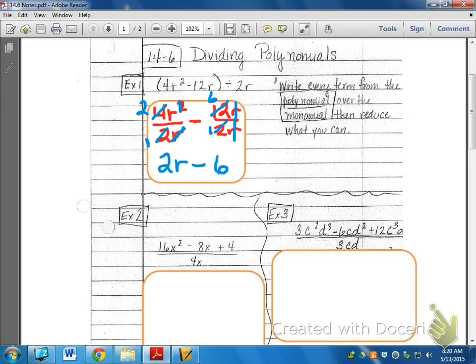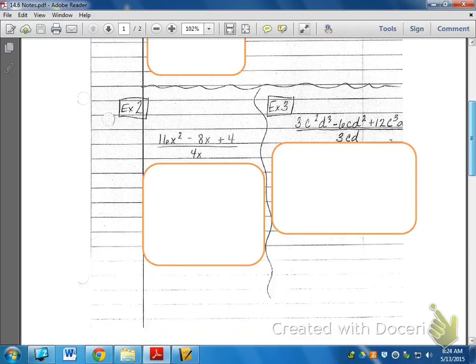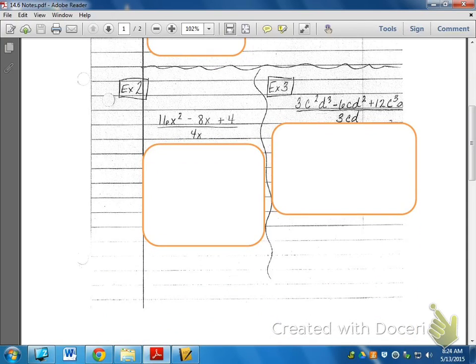Now we're going to look at example 2. I'm going to go ahead and move this up just a little bit. There we go. These problems are written just slightly differently. They're written with a fraction bar, which is also a division. So I have 16x squared minus 8x plus 4, and I'm dividing it by 4x. You still do the same thing no matter how the problem is given to you at the beginning.